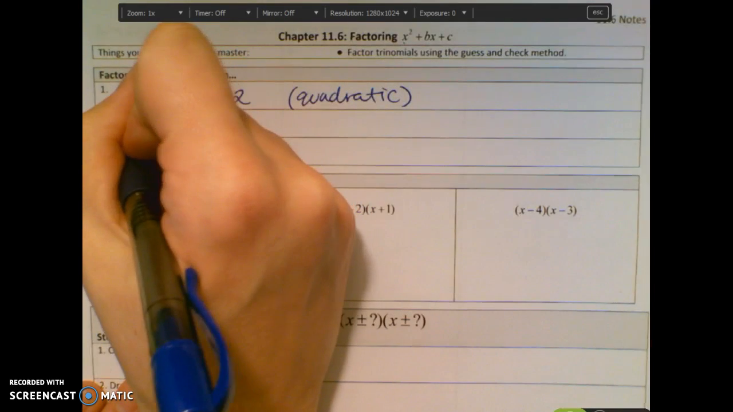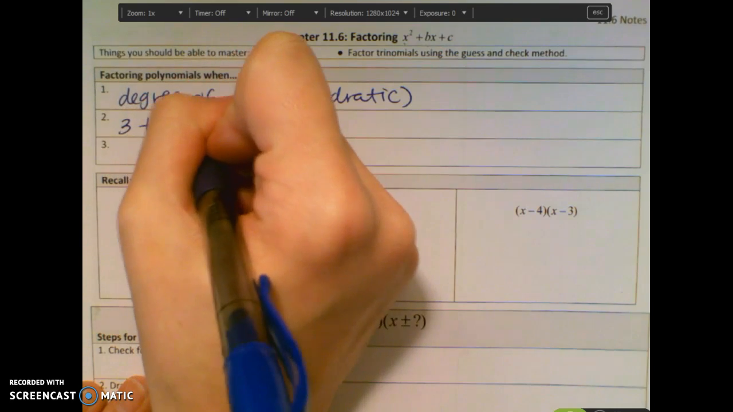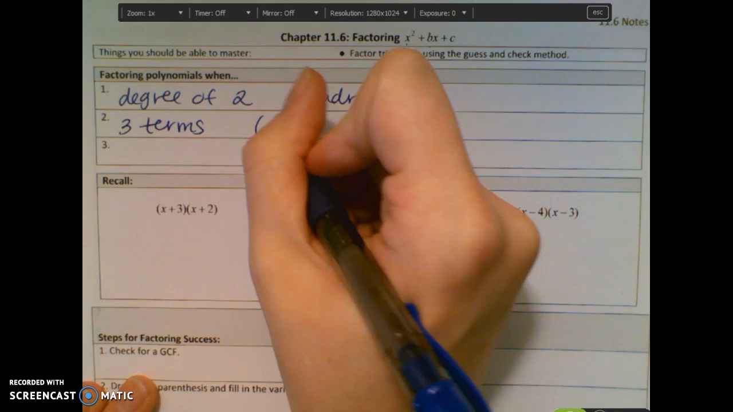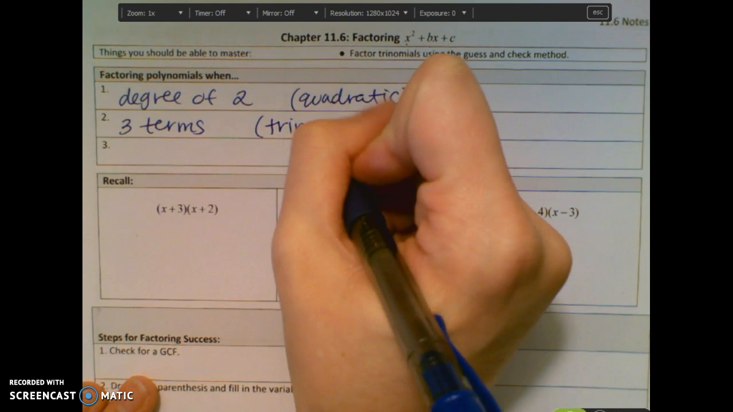And we are looking at polynomials that have 3 terms. Now, do you remember what that is called? I actually mentioned it just a second ago. That is called a trinomial.